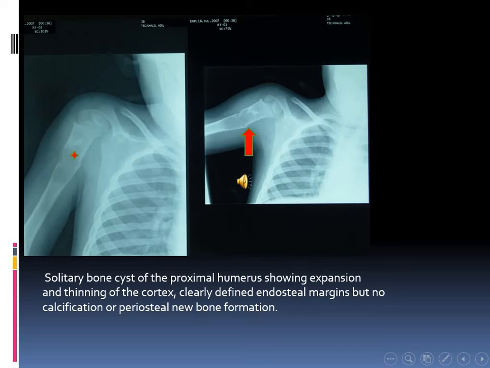Plain X-ray of the right humerus taken for a child. You can see that there is a well-defined osteolytic or low-dense lesion in the metaphysis of the right humerus with very mild expansion and associated pathological fracture. The cortex on both sides is not continuous, and the lesion is well-defined, showing thin endosteal margins and no calcification, no periosteal reaction seen.